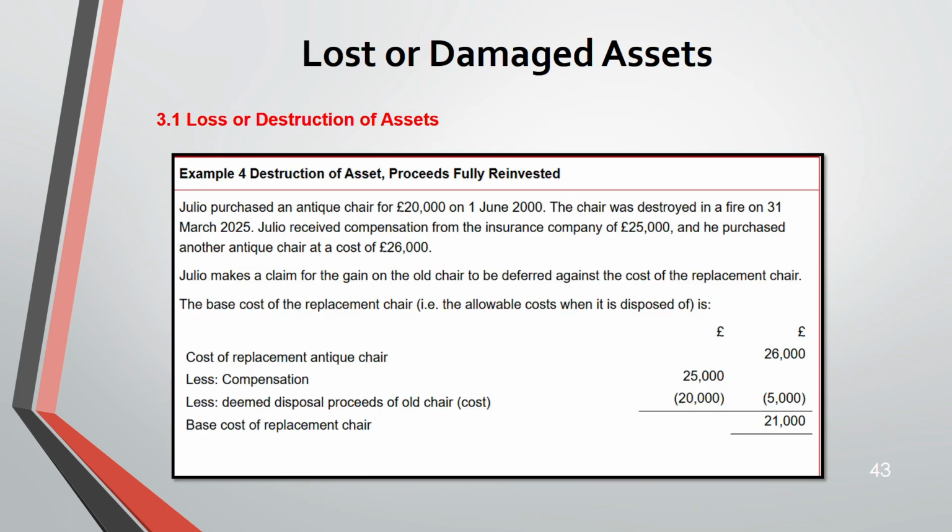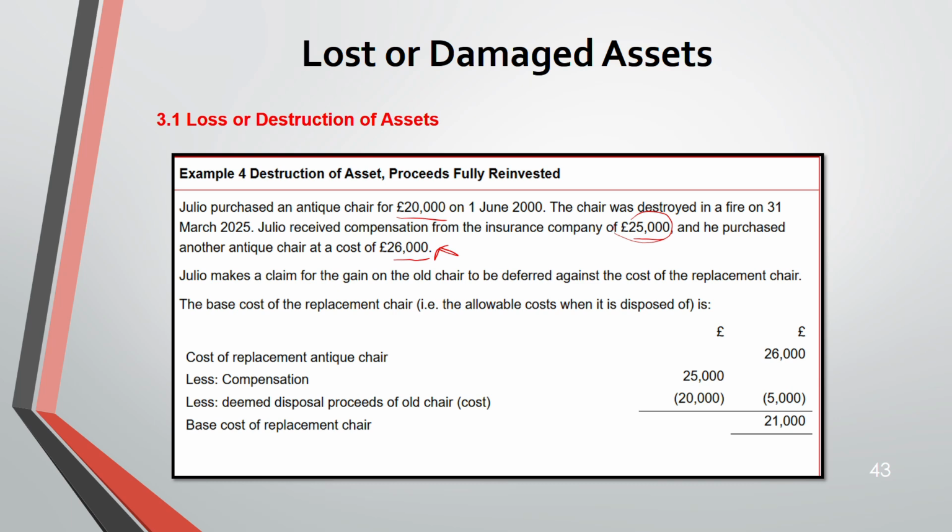So example 4. Here Julio is purchasing an antique chair for 20,000. The chair got destroyed. He received compensation of 25,000, and he purchased another chair at a cost of 26,000. What happened? He received 25,000 but he invested 26,000. 1,000 more he invested. That means the entire amount of insurance proceeds is used to buy this antique chair. The whole amount is reinvested. So that means the whole amount will be rolled over.